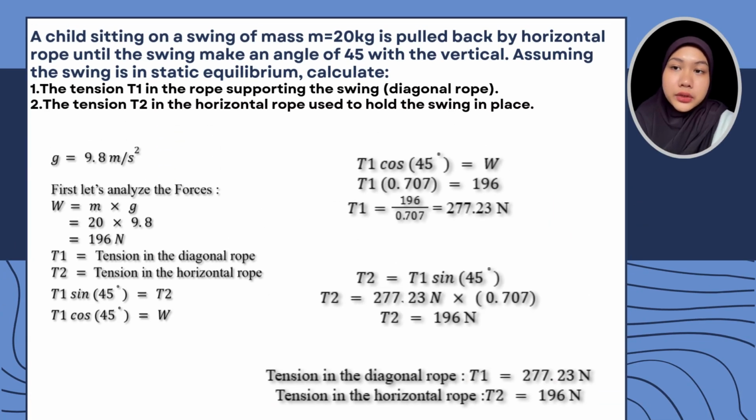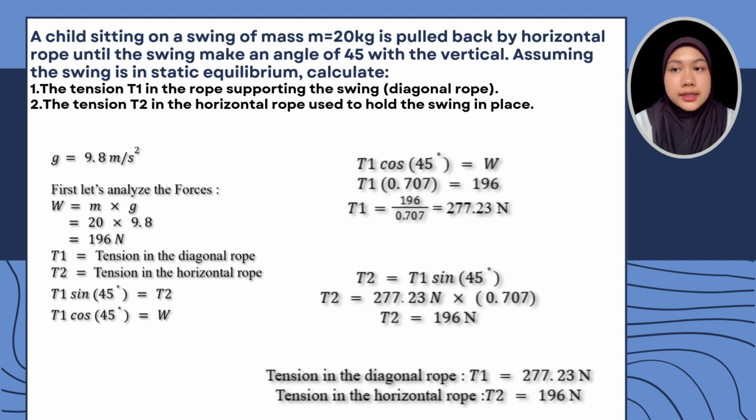So first we need to calculate the tension T1 in the rope supporting the swing. It's the diagonal rope. And we need to find the tension T2 in the horizontal rope used to hold the swing in place. As we already know, gravity is 9.8 meters per second squared.